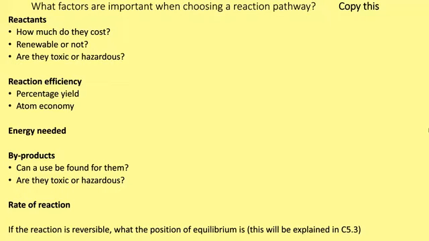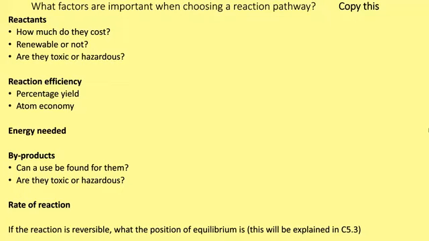And lastly, whether the reactants are toxic or hazardous. We try to avoid using things that are toxic, and we try to avoid things that have hazards such as flammability, because it means those chemicals are more difficult to use safely, and there's always cost associated with doing things safely.